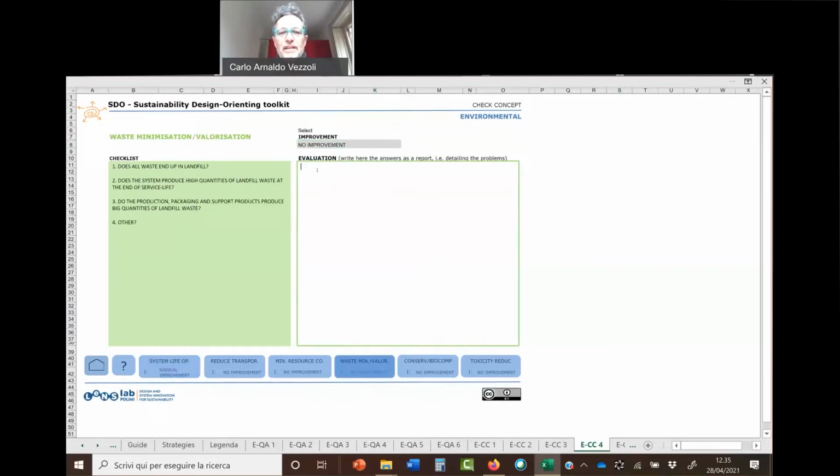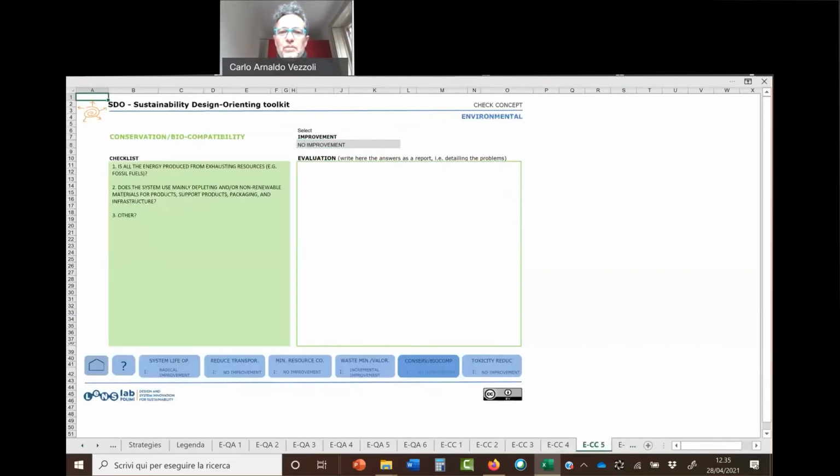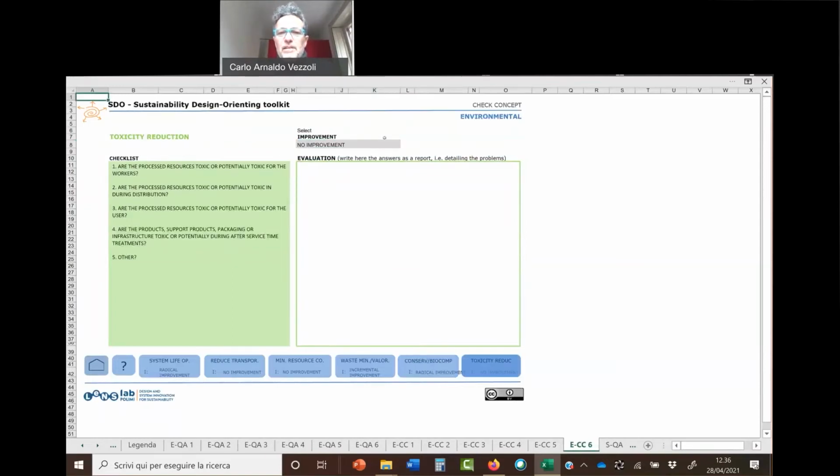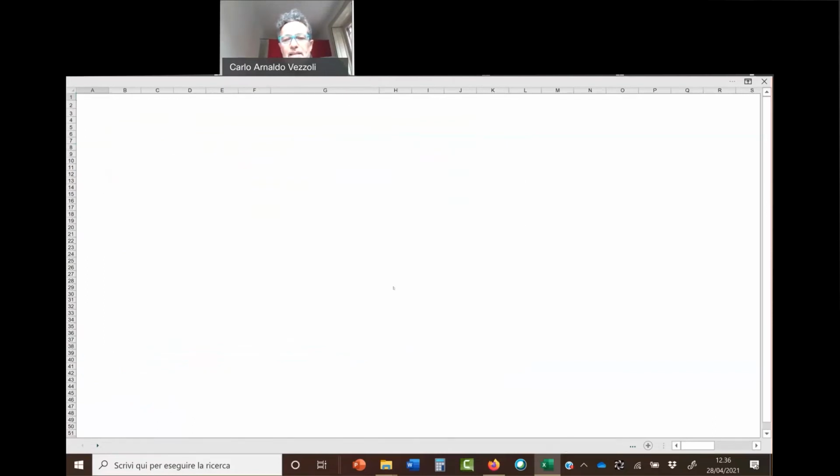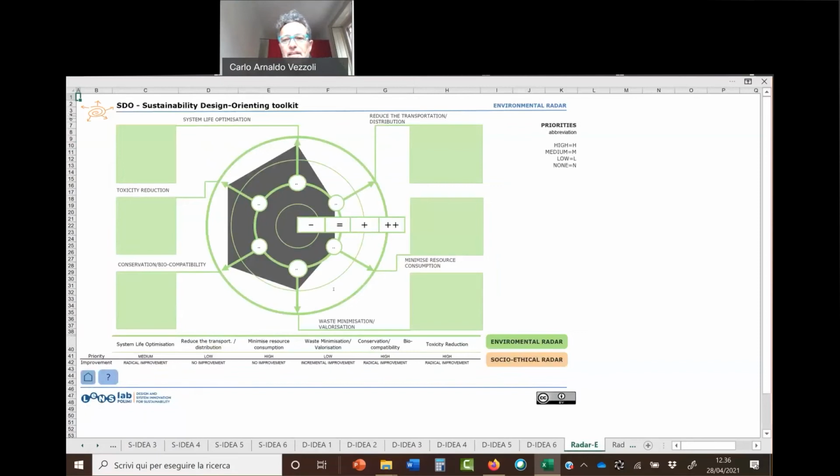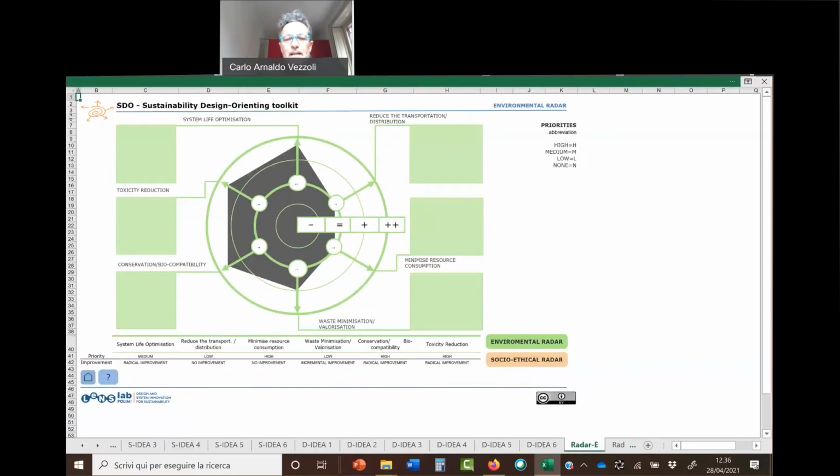You make this qualitative assessment of comparing your concept with the existing system, and you will select, for example, incremental improvement in terms of conservation biocompatibility. Let's say we go fully organic, and so maybe even this is a radical improvement. And of course, here there will be a report about that. This is something that then could be seen here in the radar diagram. So we have a radar diagram as in the other cases.